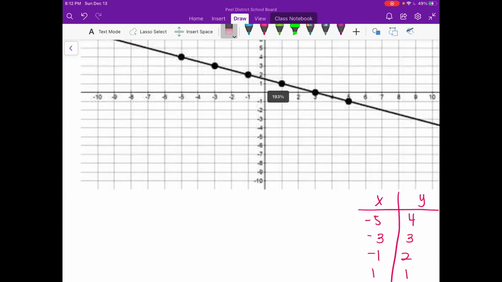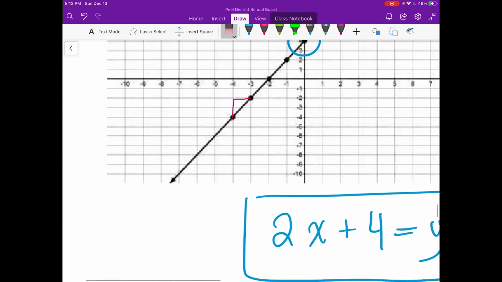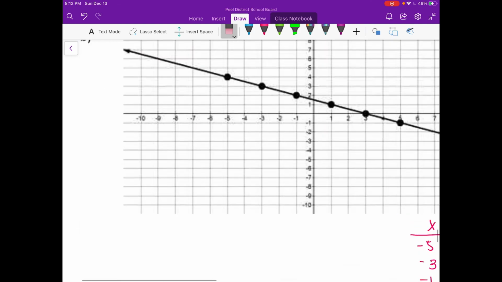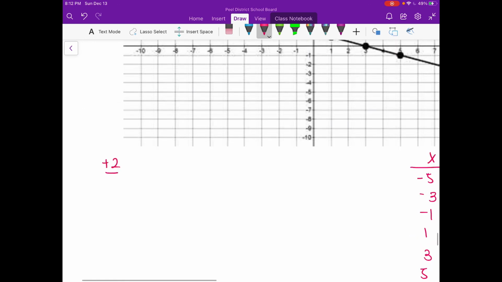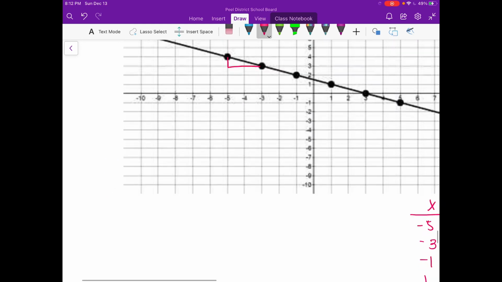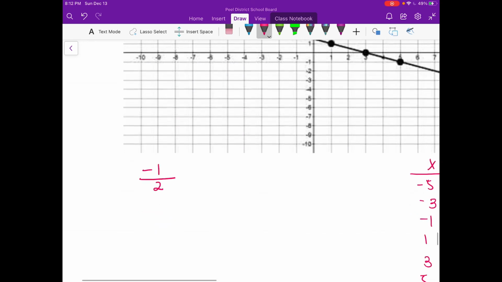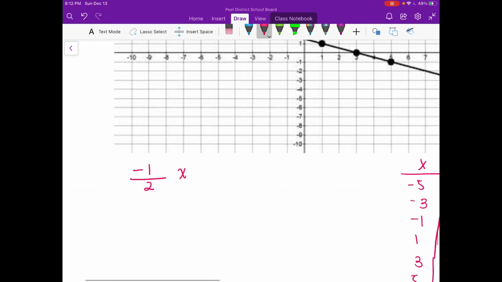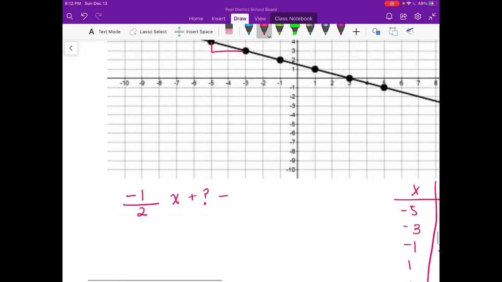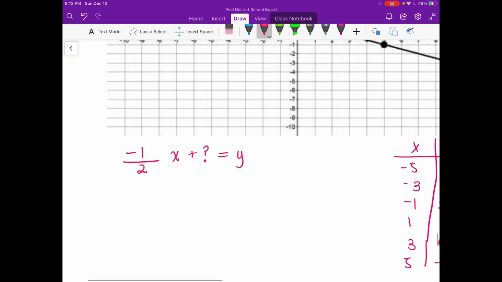And I'm going to go back and look at this. Now, remember how here we went up 2 and over 1? Let's see what we're doing here. We're going down 1 and over 2. So when I wrote up 2 over 1, I wrote it as that. If I'm going to go down 1, -1, and over 2, I can write that as -1 over 2. Right? So I can say -1 over 2 times x plus some number is going to give me y. And I want to find that some number.